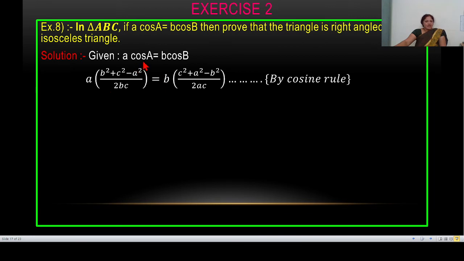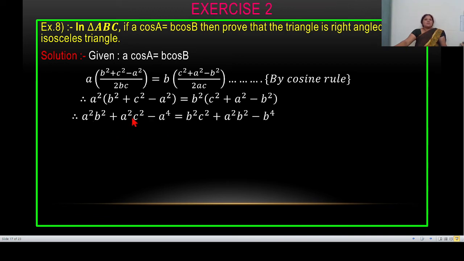By using the cosine rule, cos A equals (b² + c² − a²) upon 2bc and cos B equals (c² + a² − b²) upon 2ac. Therefore, a²(b² + c² − a²) equals b²(c² + a² − b²). So a²b² + a²c² − a⁴ equals b²c² + a²b² − b⁴.